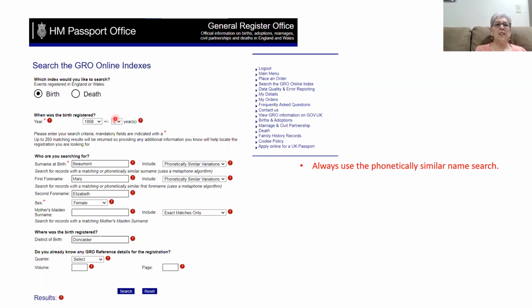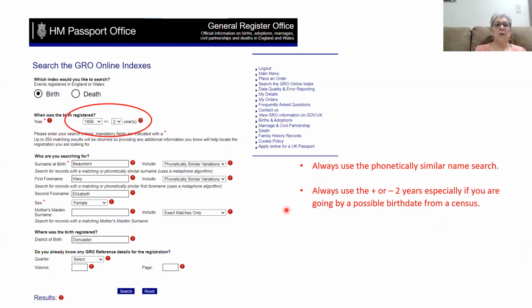Then always use the plus or minus a couple of years right there. So you can put the year that you think, and then plus two years and minus two years. And that gives you a five-year span. And especially if you're going by dates from the census, which are notoriously bad, sometimes they're really off by two, three years sometimes. And I've seen even worse than that, but always use a range, a birth range.